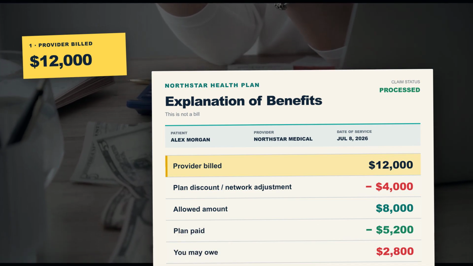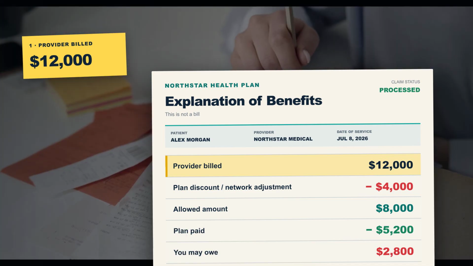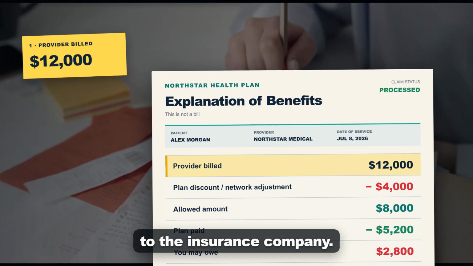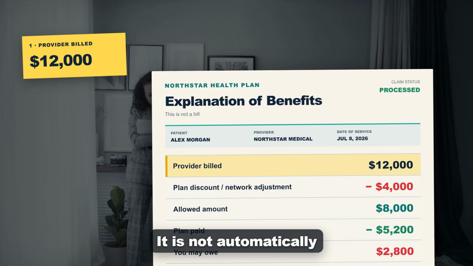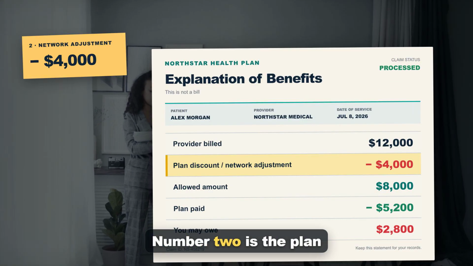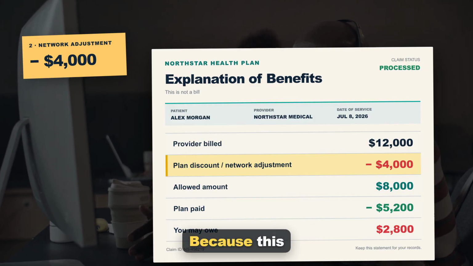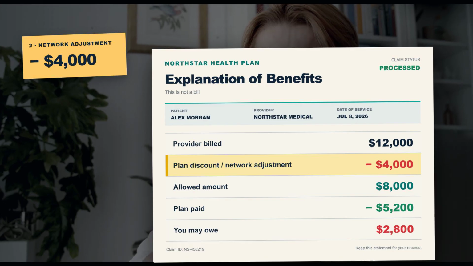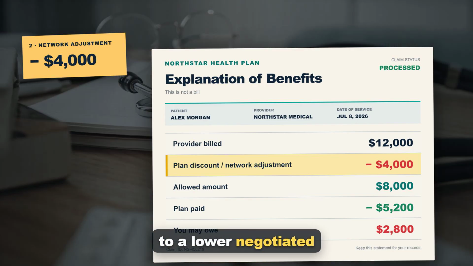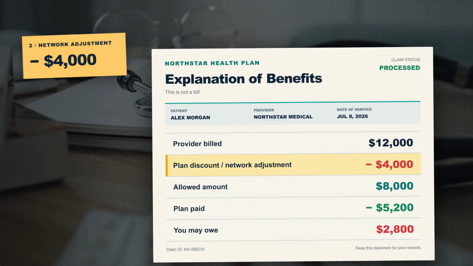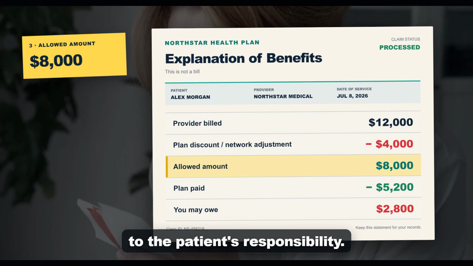Number 1 is the provider billed amount, $12,000. This is the starting price submitted to the insurance company. It is not automatically the amount you owe. Number 2 is the plan discount or network adjustment, $4,000. Because this is an in-network example, the provider agreed to a lower negotiated amount. That $4,000 adjustment is not added to the patient's responsibility.